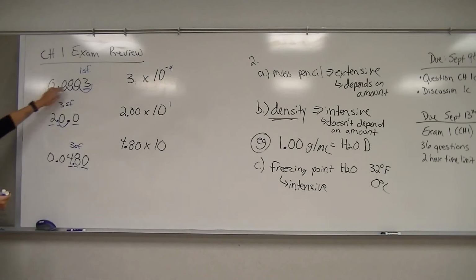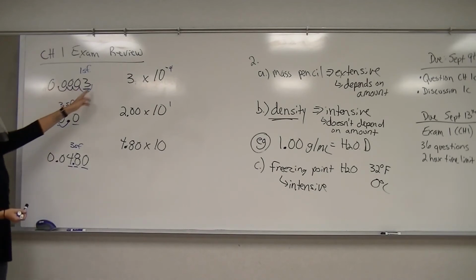That's basically what we did in all of these, right? What number did I start counting at? That's where I'm going to put my decimal, right after that first number I started counting at.